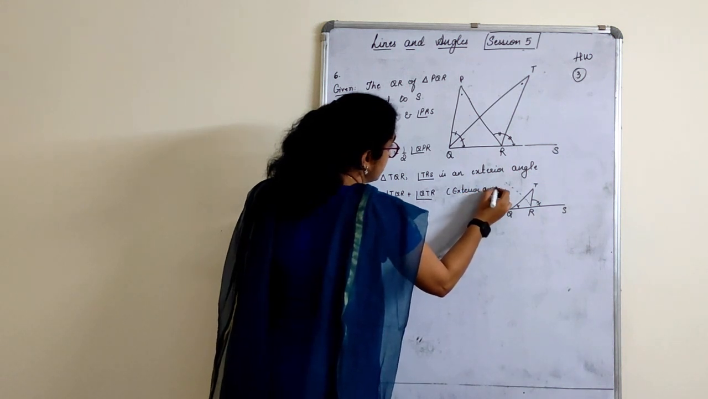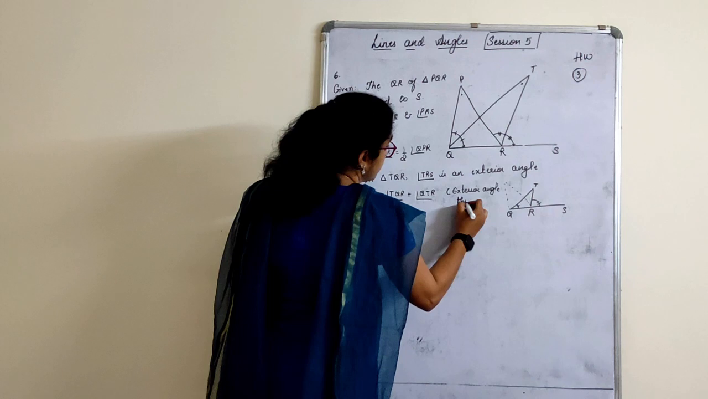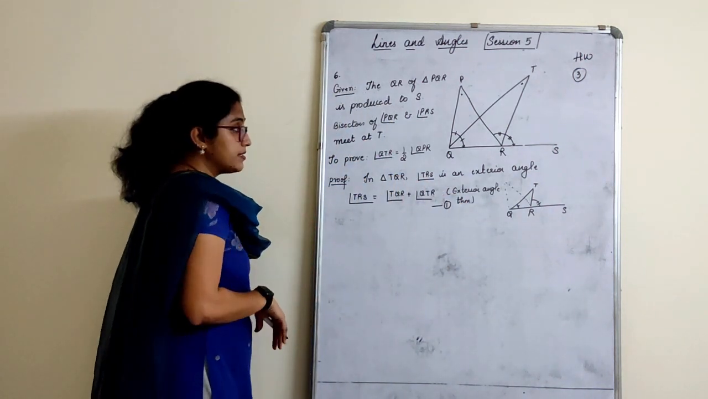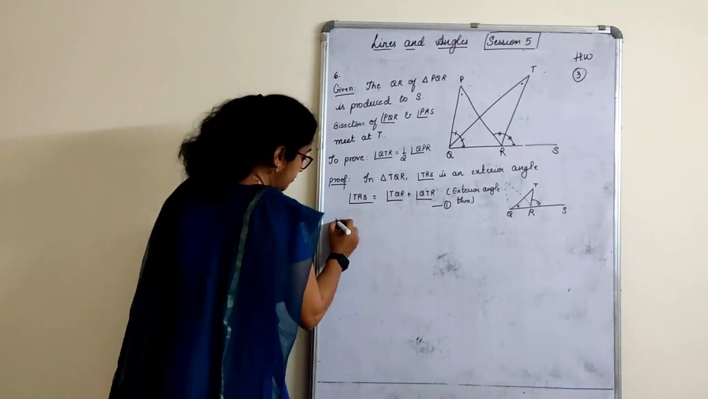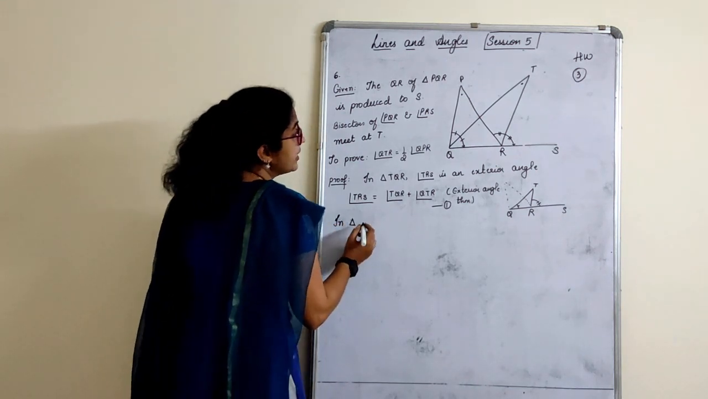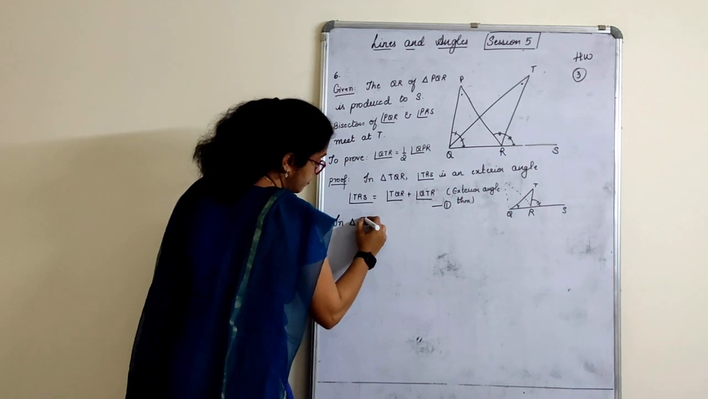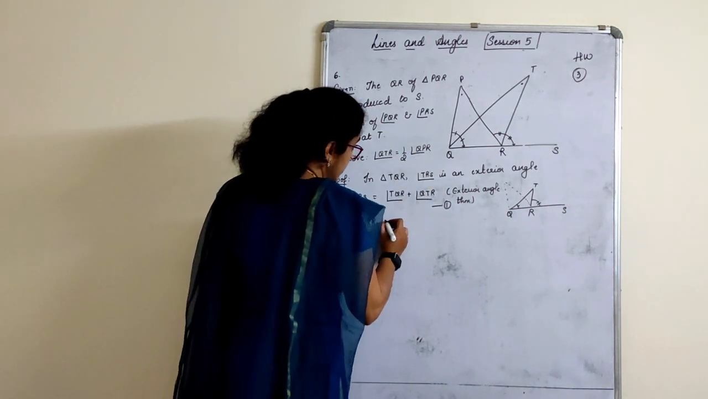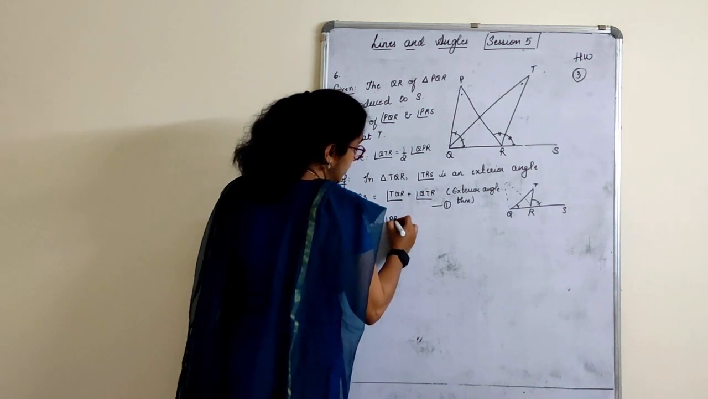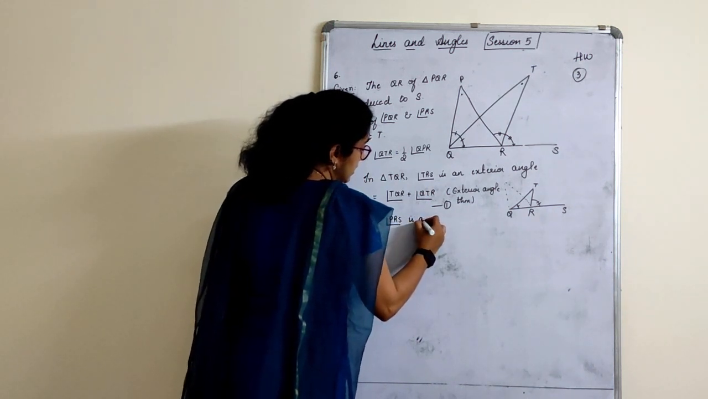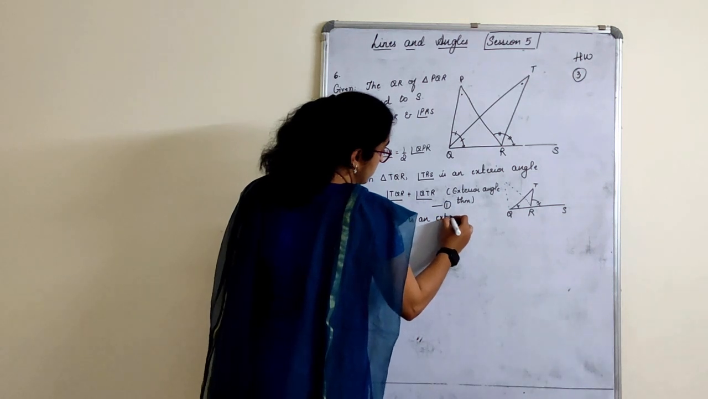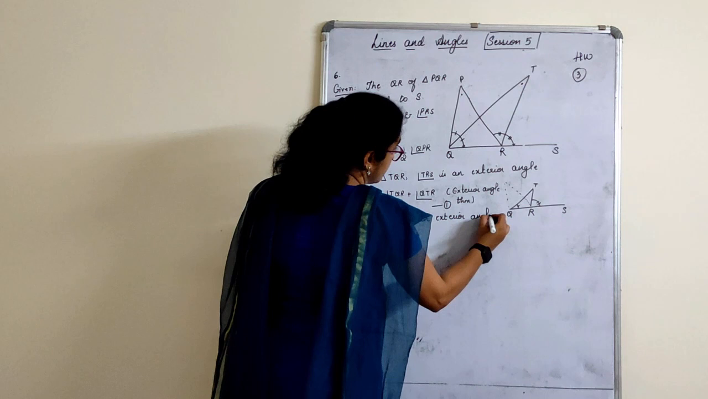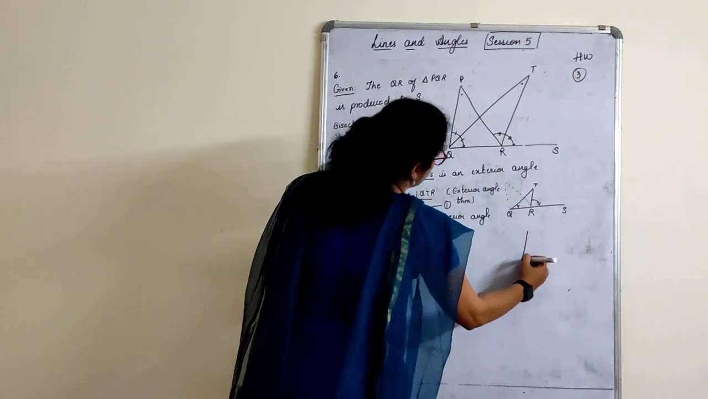Exterior angle theorem. Equation 1. Okay? Keep this as this. Go to the next triangle now. In triangle PQR, which is the exterior angle? PRS is an exterior angle. Let me draw to show you.